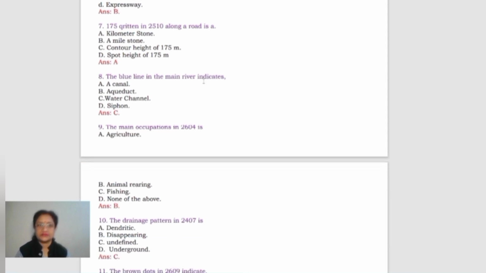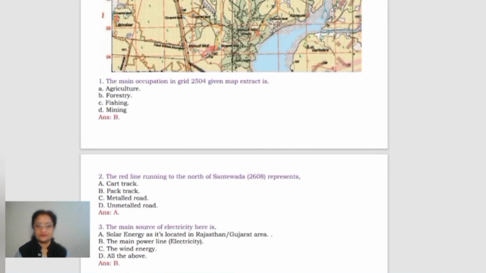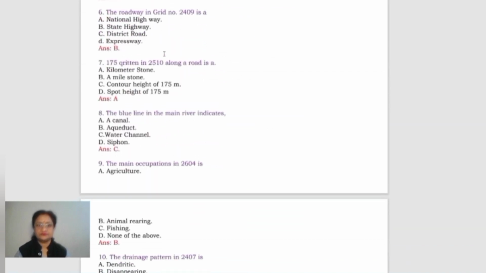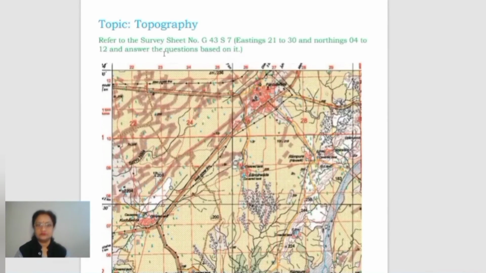175 is, let's see, kilometer stone, milestone, contour height or spot height of 175 meter. Let's see, 175 in grid square 2510. 2510, this is 25 easting and 10 northing. Okay, so we are talking of this. It has to be the distance stone. Yes, because you can see here children, at regular interval the number is mentioned here. So this is no doubt it's a distance stone.